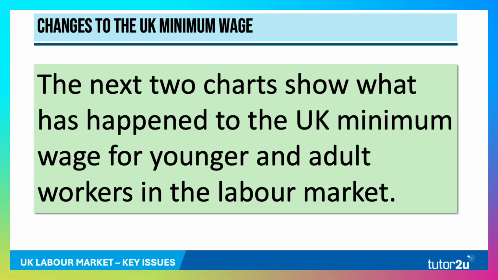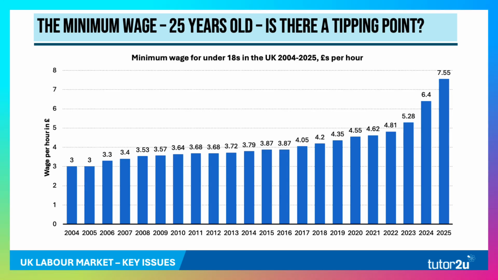Minimum wage is another topic. The next two charts that will appear on your screen show what has happened to the minimum wage for younger and adult workers in the labour market. And the minimum wage for under 18s, having stayed more or less between £3 and £4 between 2004 and 2017, has risen quite sharply in recent times, in part, of course, because of the cost of living crisis. It'll be £7.55 from April 2025 onwards.